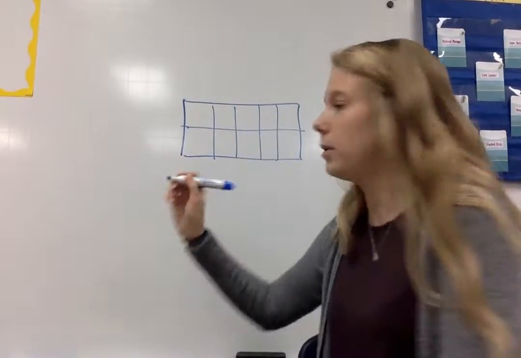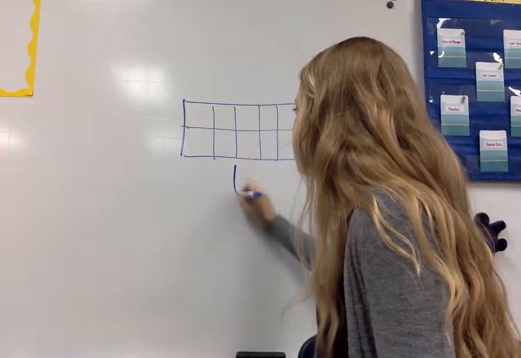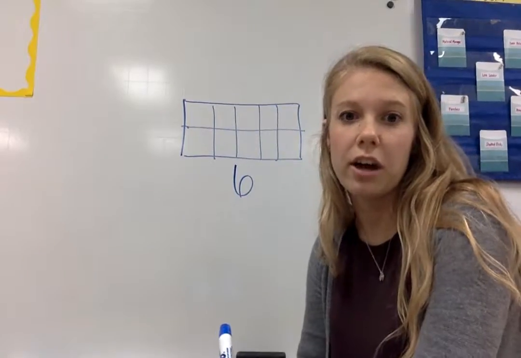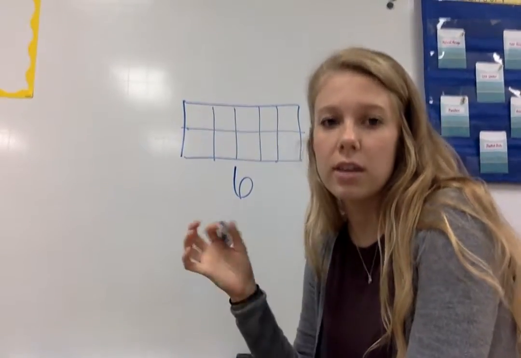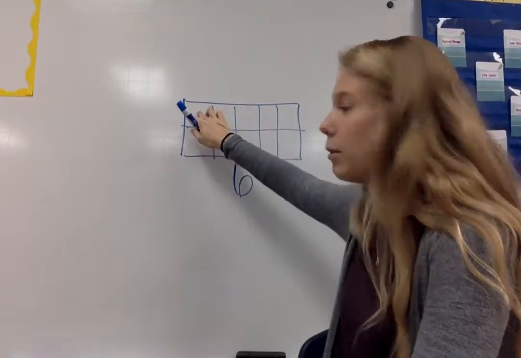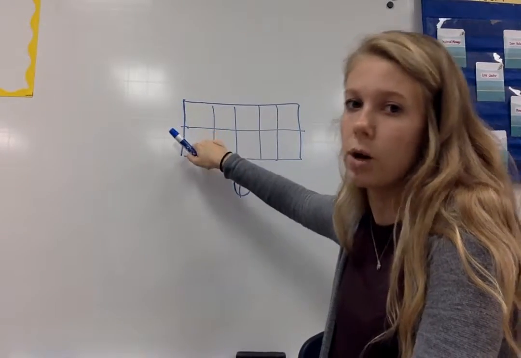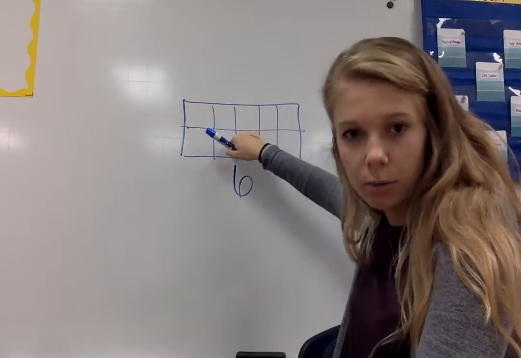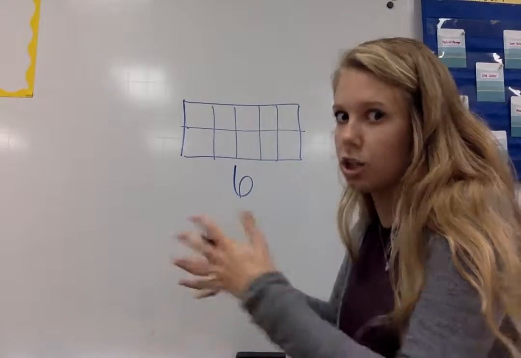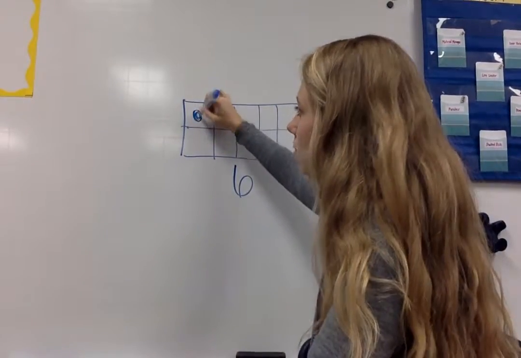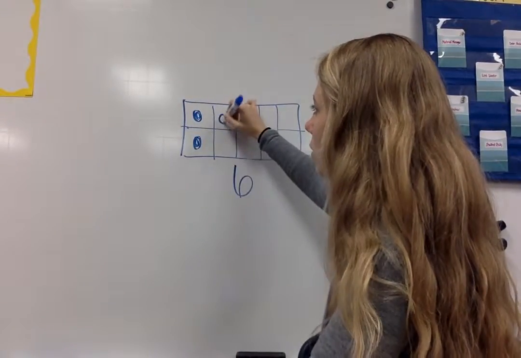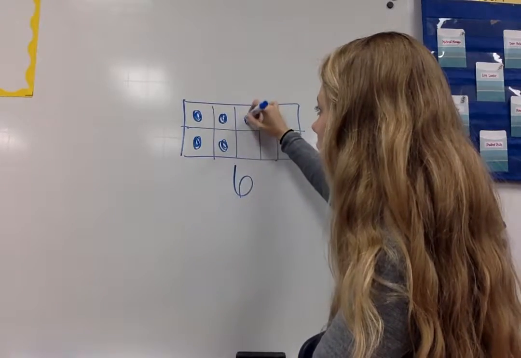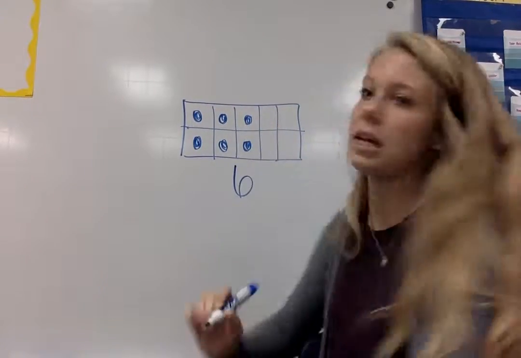So here's my 10 frame, and I'm going to be looking at the number 6 and trying to figure out if 6 is even or odd. So the way that I fill out my 10 frame is I'm going to start from the top and do one in the top, one in the bottom, another one in the top, another one in the bottom. So just watch and I'll show you how to do it. 1, 2, 3, 4, 5, 6.